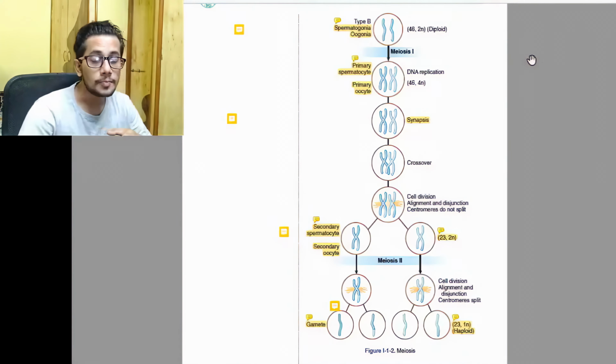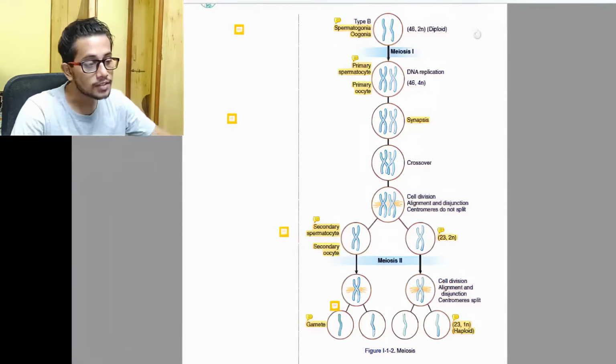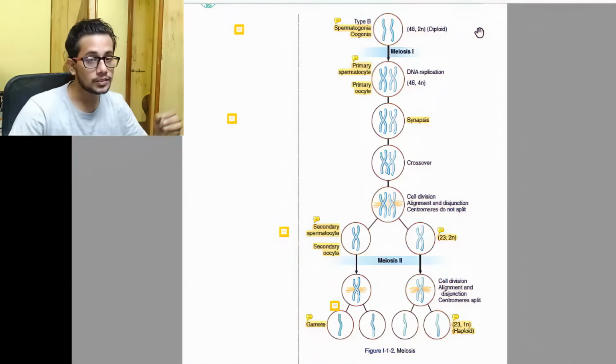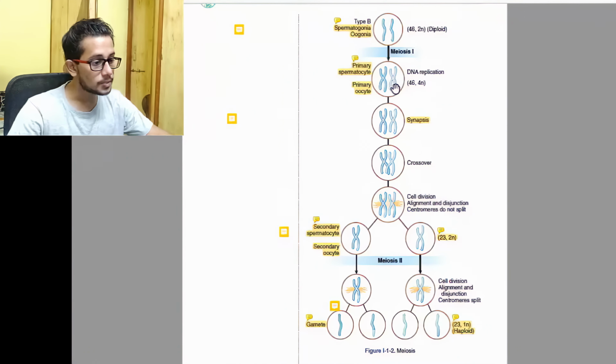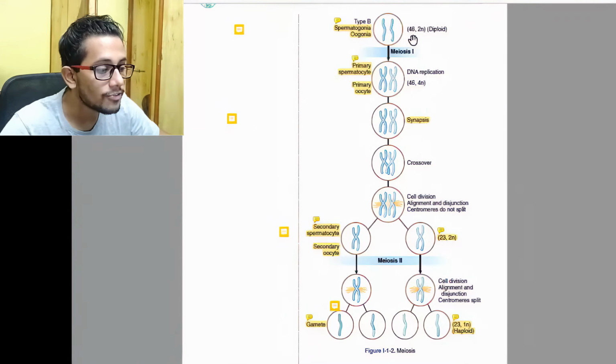Now, I taught you the difference between mitosis and meiosis. The type B spermatogonia, as you can see here, and the oogonia differentiate by the process of mitosis until they are so differentiated that they shift to the process of meiosis, and that's when they are called primary spermatocyte and primary oocyte. Spermatocyte in the males and oocyte in the female. One important thing to notice here is that we have 46 chromosomes and it is 2n, which is diploid.